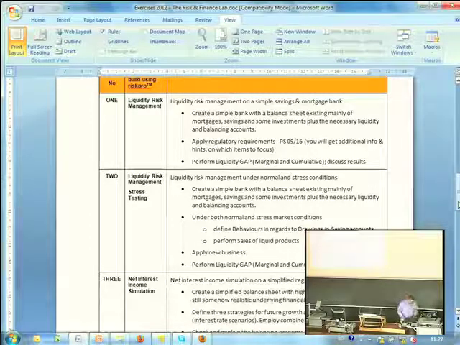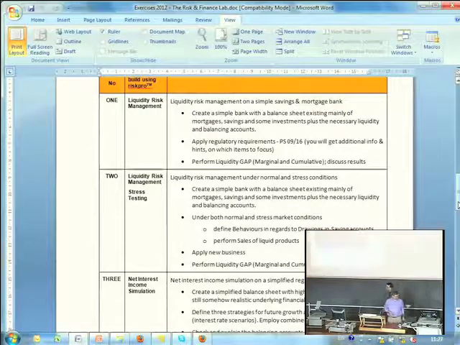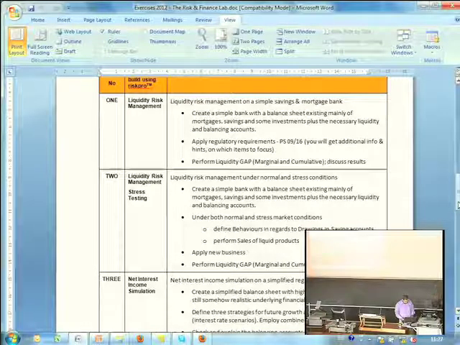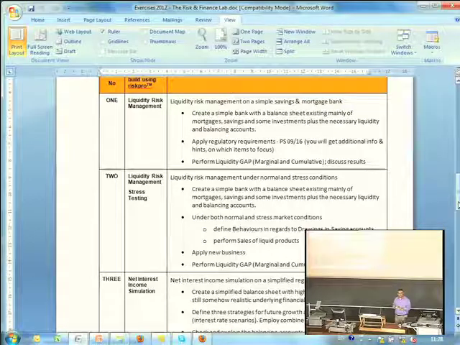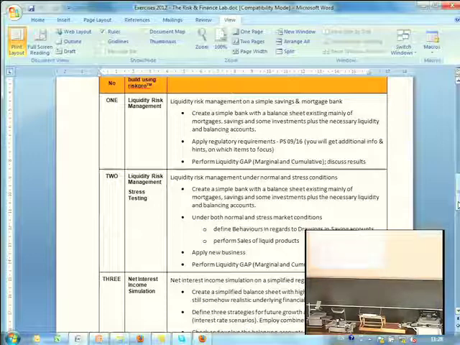Okay, so task 1: the target is liquidity management. The first liquidity regulation was given out by the FSA, and you have here a paper called PS 0916. PS stands for, I think, public discussion paper or publication. In PS 0916, the FSA defined what they mean by liquidity risk management. So what do you have to do? What do you have to report?